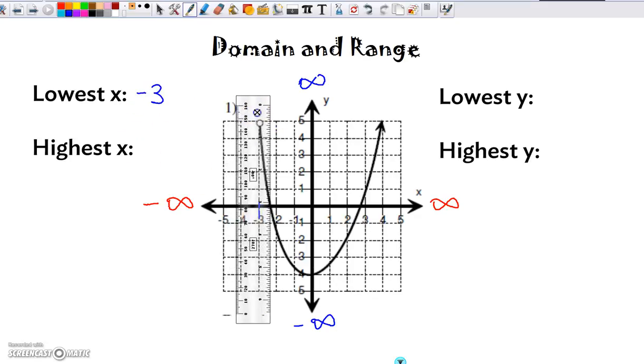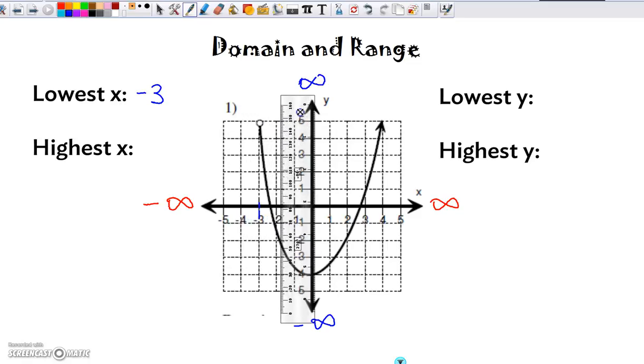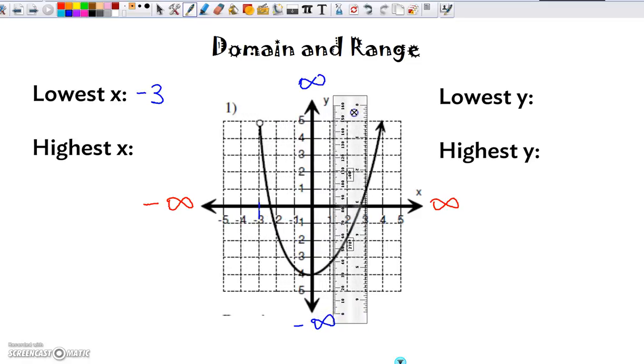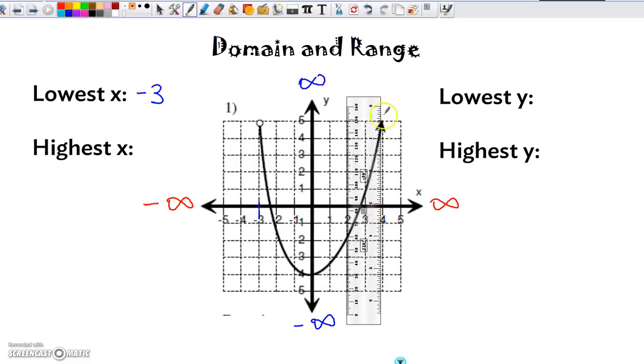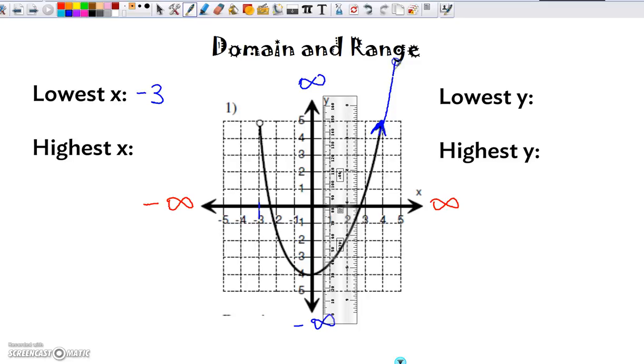If we continue to move our domain and range finder to our highest x, we keep going, and a lot of you might think it's here at 4. But remember, I'm going to move my domain and range finder out of the way. What this arrow means is that this graph continues to go up. And as it's going up, the x values are continuing to increase. So this is going to go on forever and ever. So what is our highest x? Are we ever going to get a highest x? And the answer is no. So like I told you in class, we're going to say not available.